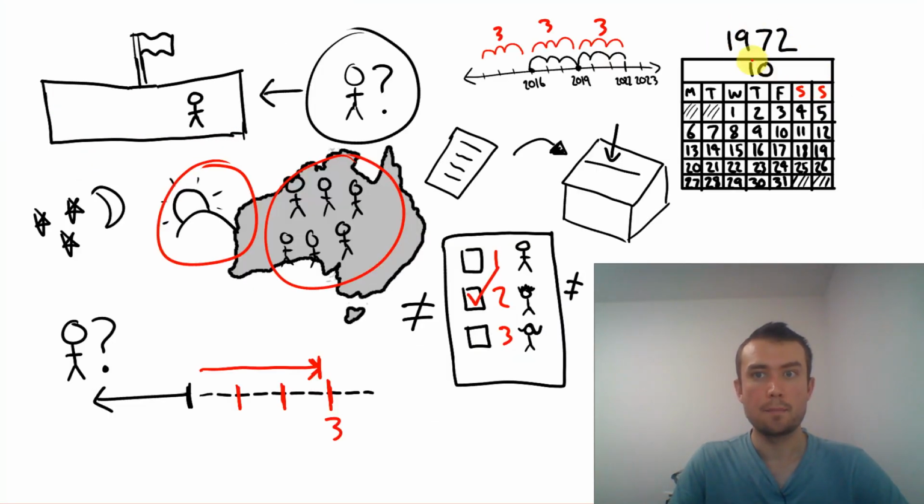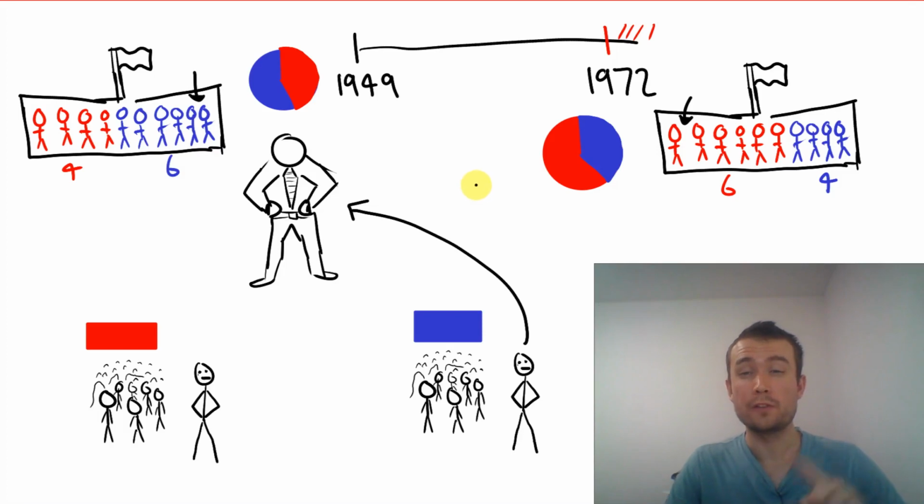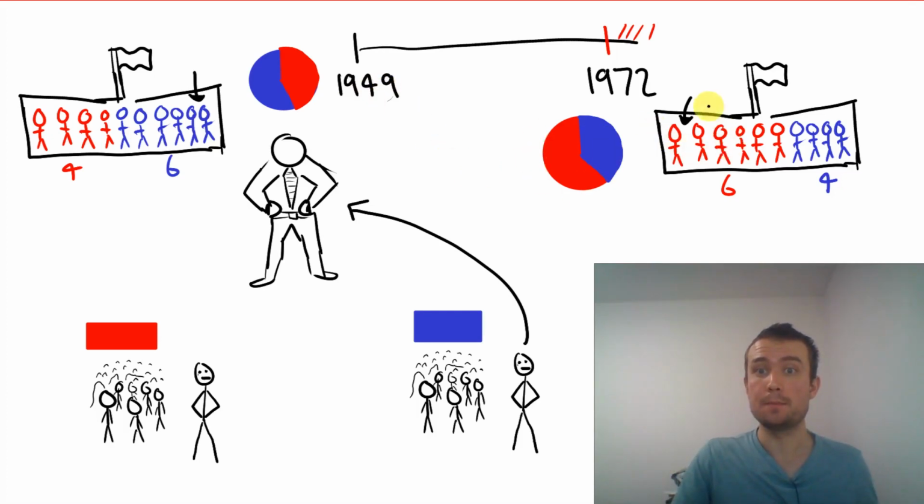Year, month, day. The 2nd of December 1972, the day everyone living in Australia chose who would be in Parliament for the next 3 years. This was the first time since 1949 that most of the people in Parliament were from the Red Party.